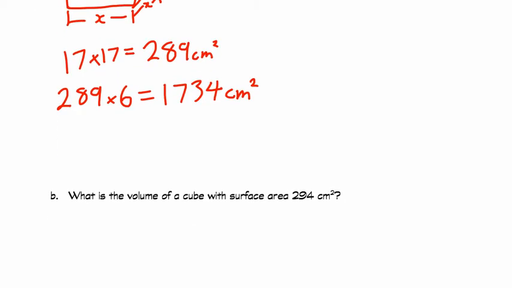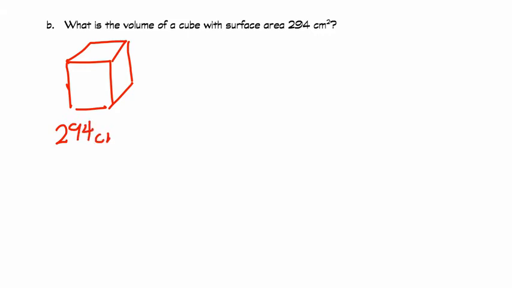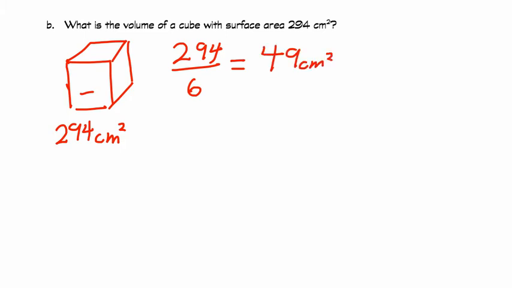Next, we will try to find the volume of a cube, knowing its surface area. So here we have a cube, and we know that its surface area is 294 centimeters squared. That is the surface area of the entire cube. So to find the surface area of one square, we take this number and divide it by 6, which gives us 49 centimeters squared.